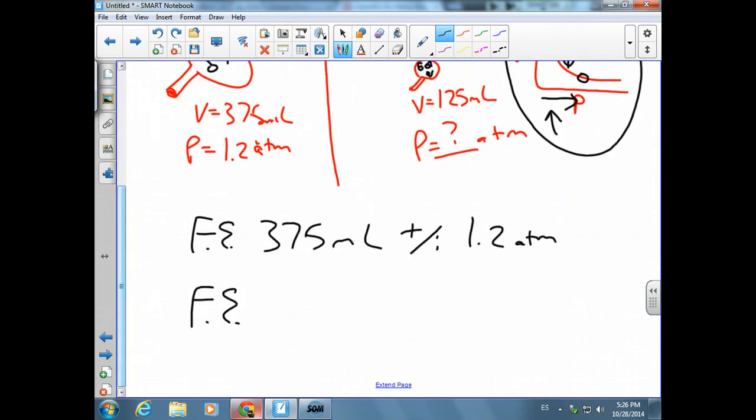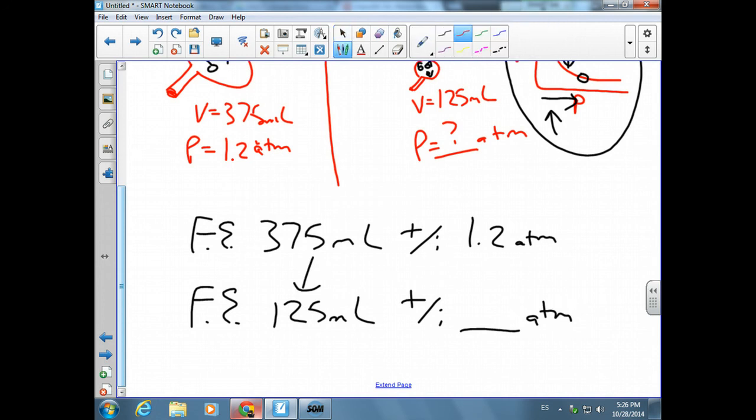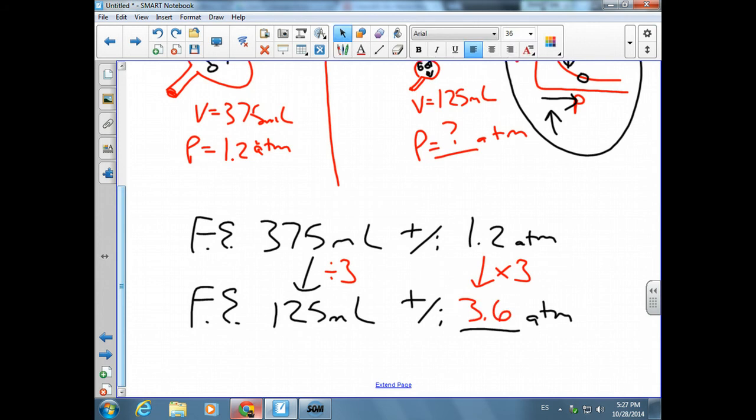So now for every 125 milliliters, there is blank atmospheres. Going from 375 to 125 means I'm dividing by 3. So the volume went down by a third, which means that the pressure is going to go up by 3. So this will be 3.6 atmospheres of pressure. I hope that you're starting to see the relationship between these two things that are inverse, pressure and volume.